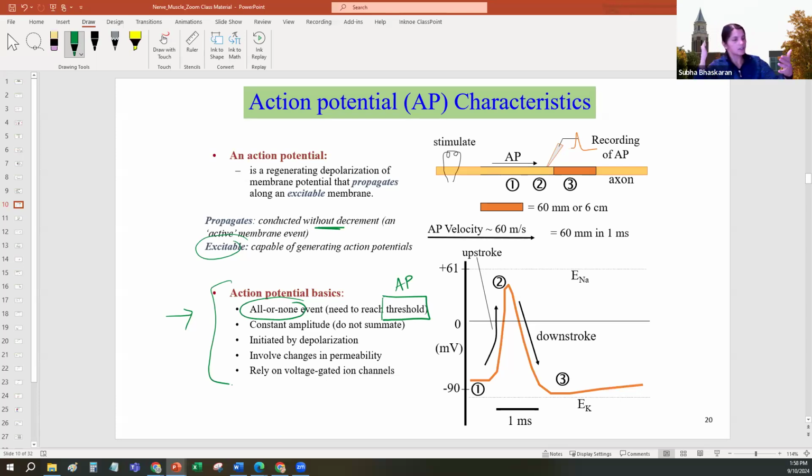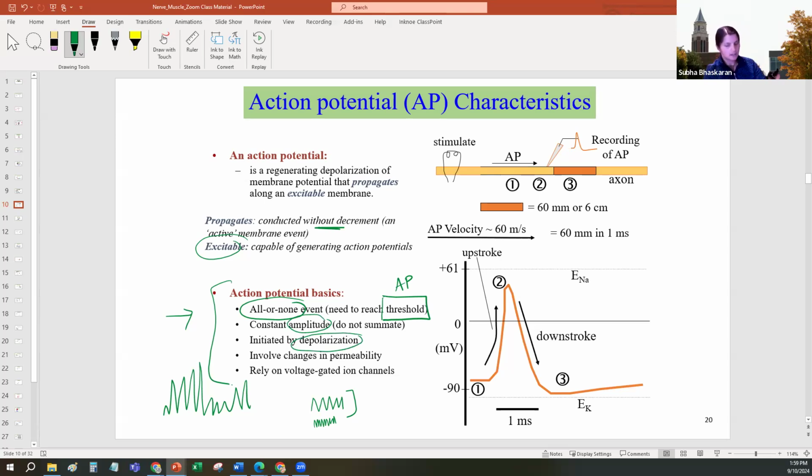So if there is a constant stimulus, what happens to the APs? They're all the same amplitude. If the stimulus is frequent, what happens? The frequency increases, the number of APs increases, they come closer together, but their amplitude, how tall the waves are, remains constant. And that's what amplitude means. Am I clear? Okay. So these are some of the characteristics.